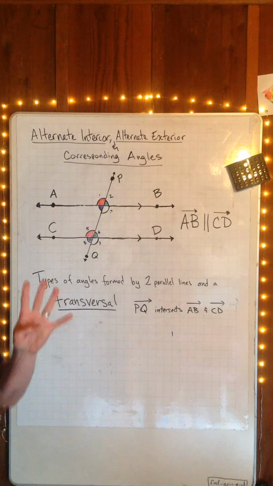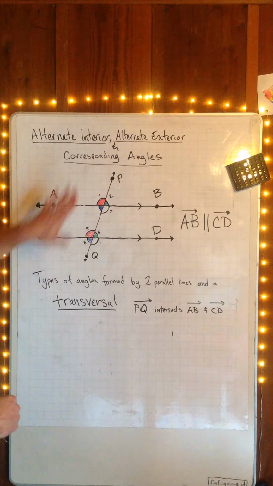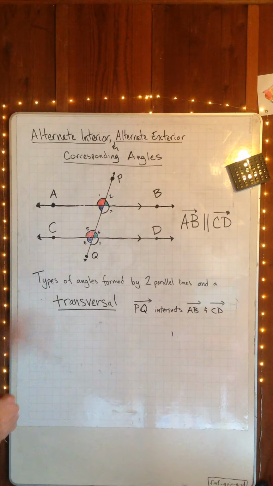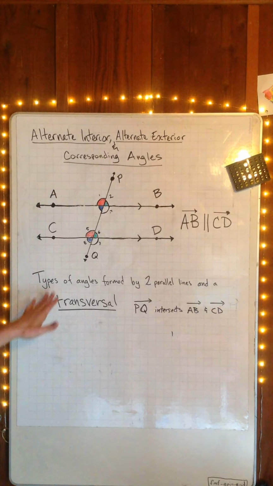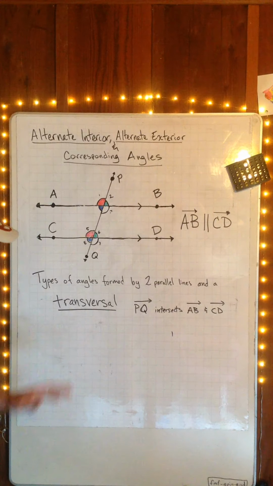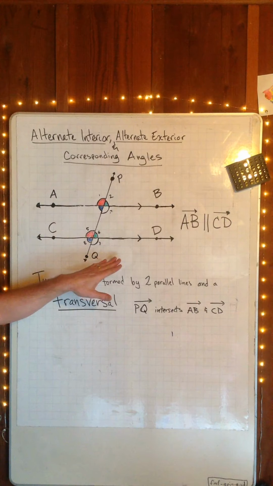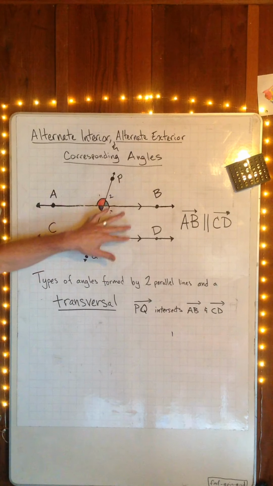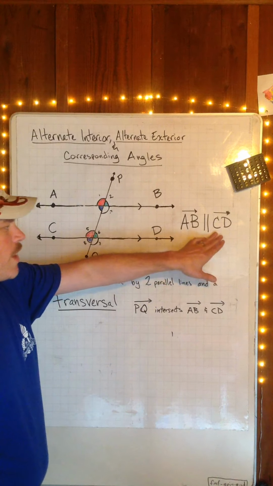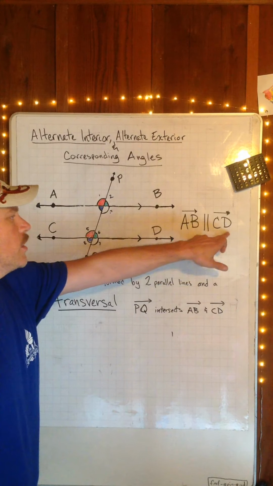So our 4 vocabulary words for today are alternate interior, alternate exterior, corresponding angles, and transversal. So these 3 are the types of angles formed by 2 parallel lines and a transversal. You can see here that AB and CD are parallel. You can tell from this little arrow here, remember we covered that before? You could write that as line AB is parallel to line CD.